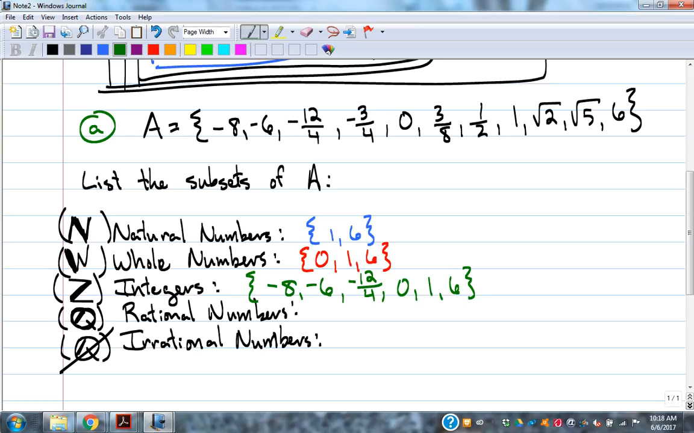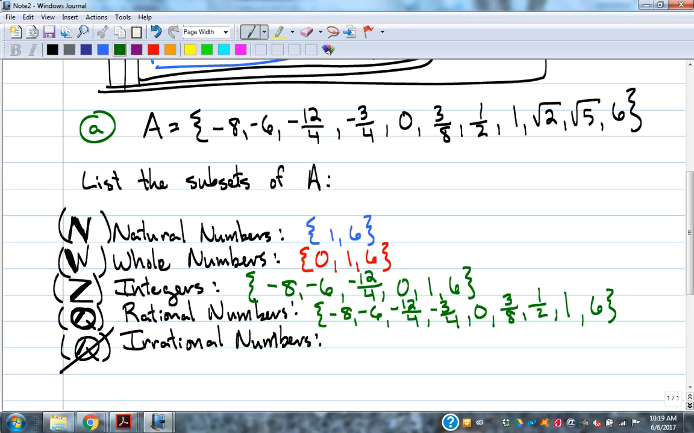All right. Now, the rational numbers, we know that should include all of these integers and anything else that can be written as a fraction. So that's a pretty big set. We got -8, -6, -12 over 4. And there's a fraction right next to that. So -3 over 4 has got to be a rational number. 0 is a rational number because you could write 0 as a fraction, 0 over 1. We got 3/8. We got 1/2. 1 over 1. And then 6. So the rational number set's a pretty large subset of our set A there.